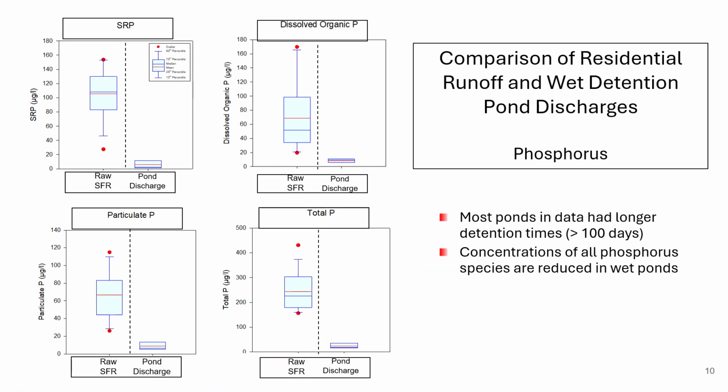These measurements are crucial as they document the effectiveness of wet detention ponds and represent the typical range of concentrations found in stormwater. Let's look at a comparison of phosphorus levels between residential runoff and the discharge from wet detention ponds. The data shows that most of the ponds included in this analysis had relatively long detention times, often exceeding 100 days. This extended time within the pond contributes to a consistent finding. The concentrations of all phosphorus species are significantly reduced once the water is discharged from these wet ponds. These measurements effectively document the performance of wet detention ponds in treating phosphorus, demonstrating their ability to lower these pollutant levels within the typical range of concentrations found in stormwater.